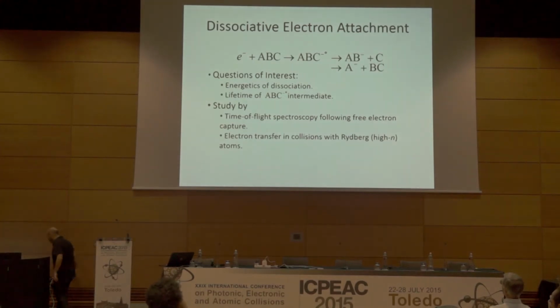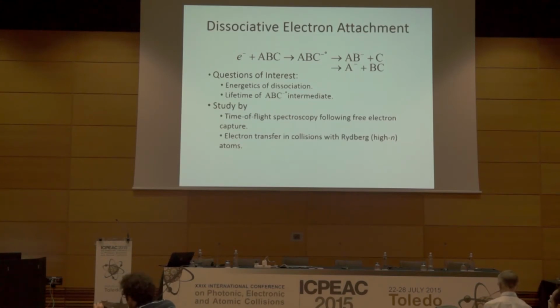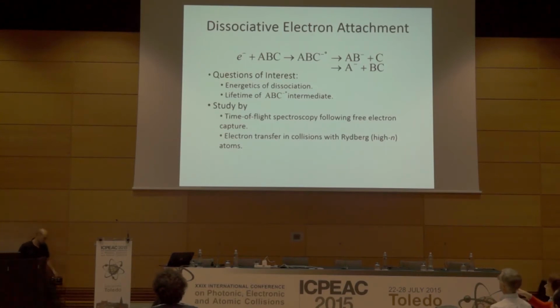So dissociative electron attachment occurs when you have a free electron colliding with a molecule, and that molecule forms a transient intermediate negative ion. And that ion can then dissociate to form a negative ion and a neutral fragment.